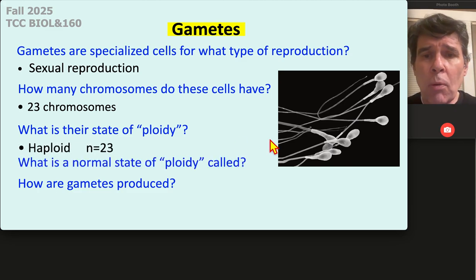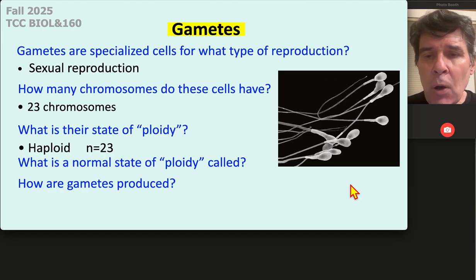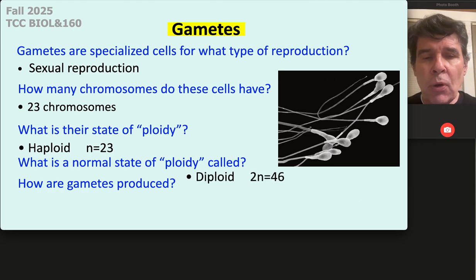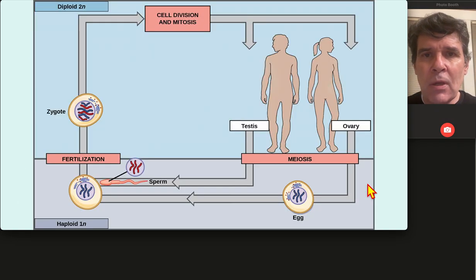What do we call a normal state of ploidy? The somatic cells, the common frequent skin, bone, muscle cells, diploid, with this strange way of writing it, 2N, showing duplications, the homologous chromosomes, and a total of 46. And what specialized mechanism is used to produce gametes? That's right, meiosis.